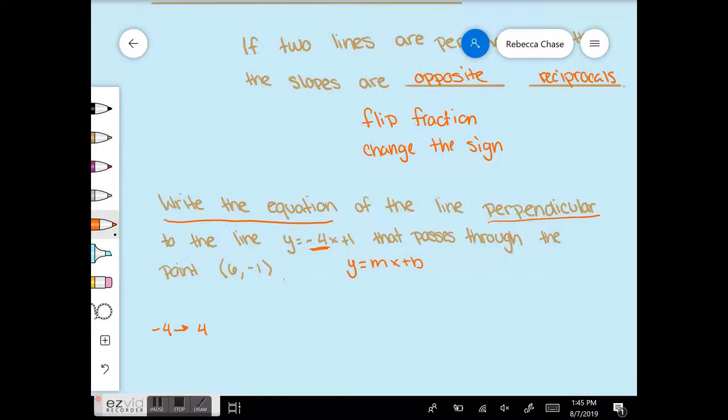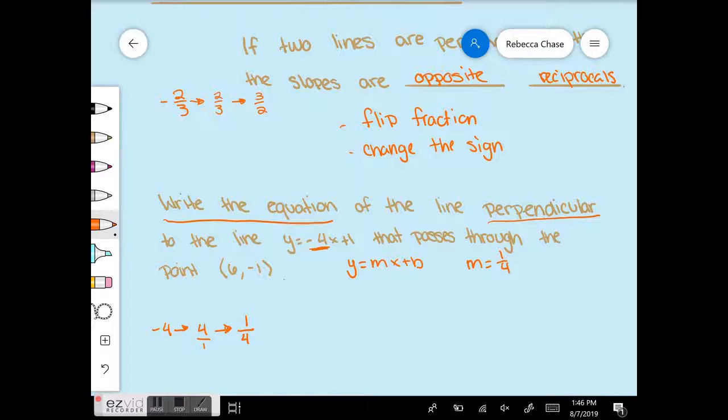And we have to flip the fraction. But here's the problem. 4 isn't really a fraction, right? There's nothing on the bottom. You can put that over 1 and it'd be the same, right? So the negative 4 went to a positive 4. And then the 4 is going to flip to a 1 over 4. So our new slope is going to be 1 over 4. So let's go back up here. If I would have given you that the slope is negative 2 over 3, and I told you perpendicular, you would make it a positive 2 over 3, and then you would flip it to 3 over 2. Okay, as long as both of these things happen, then you're good.